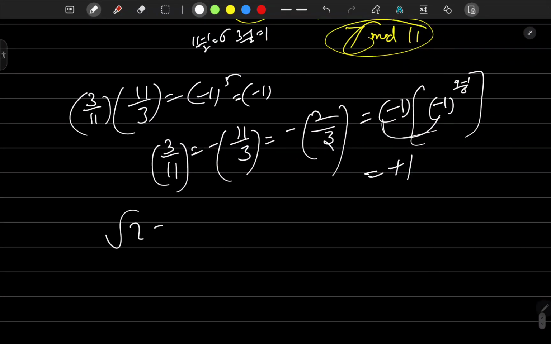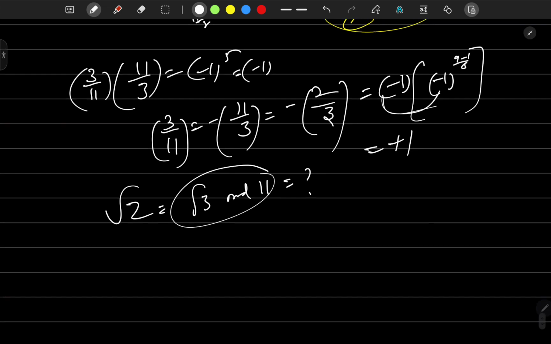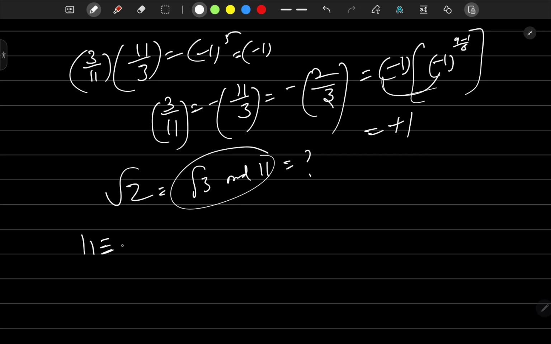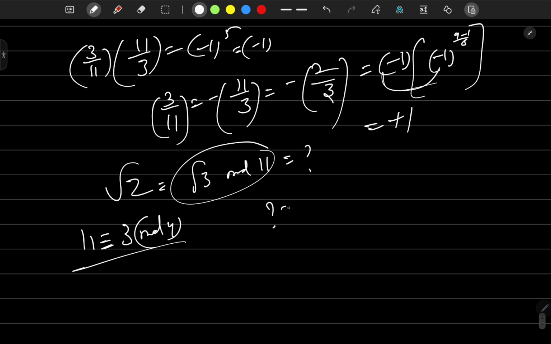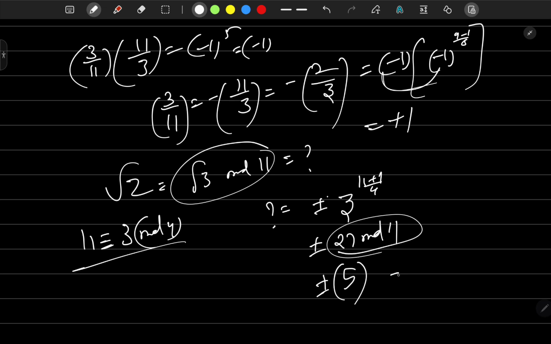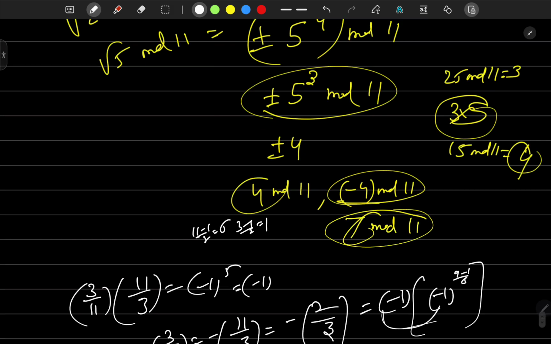Root z value means root 3. Find the root 3 under modulo 11. Since 11 is congruent to 3 mod 4, I can say that root 3 equals, tell me how much. Plus or minus 3 power (11 plus 1)/4, so plus or minus 27 mod 11. How much is 27 mod 11? 5. So this value will become 5 or minus 5. Minus 5 can be written as 11 minus 5, or 6. So 5 or 6. Like this you have to compute.